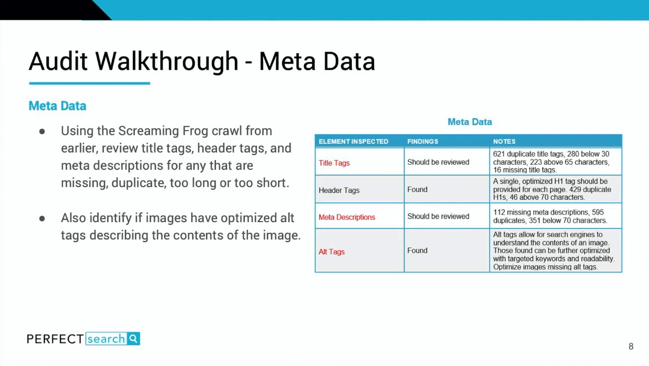And then also you want to identify if all of the images that are on the website are optimized with alt tags, which describe the contents of the image for Google, but also for those that are visually impaired. And on the right-hand side there, again, we do have all four of those elements that we inspected, if they're found or if they should be reviewed. And then we do also have those specific numbers for how many meta descriptions are missing or how many title tags are duplicate as well, with title tags, meta descriptions, and alt tags in this instance being a high priority and highlighted red. So it's likely that optimizing the metadata is going to be one of our top 4 priorities.